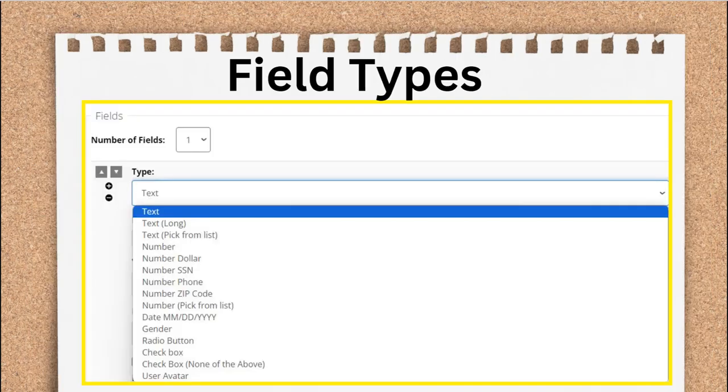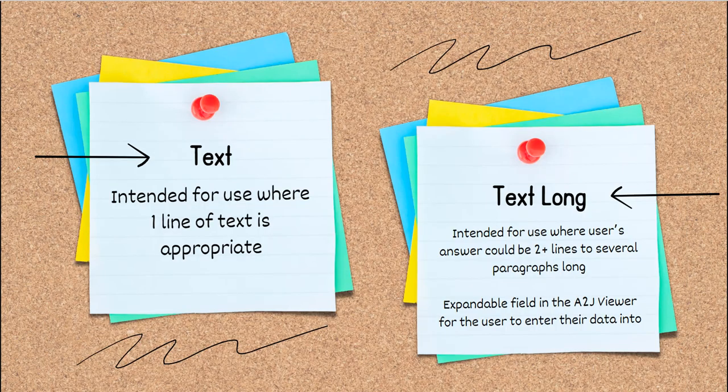Field types are the way that you ask a user for their information. They are related to variable types, but are not strictly tied together. Field types are more about showing the user how you want their data or restricting what kinds of data they can give you. There are two text field types, text and text long.